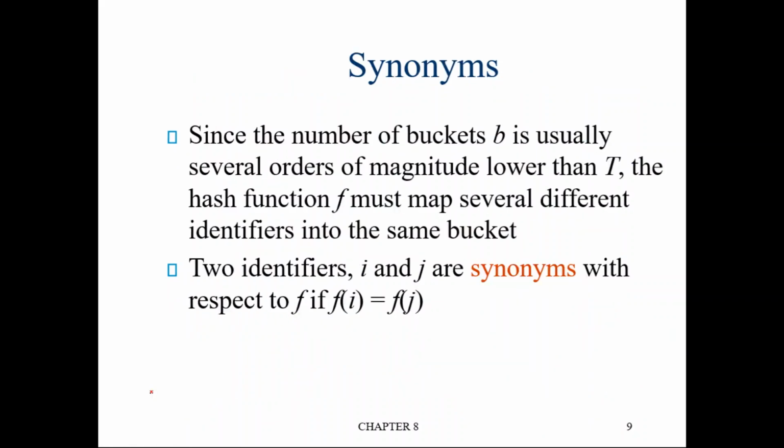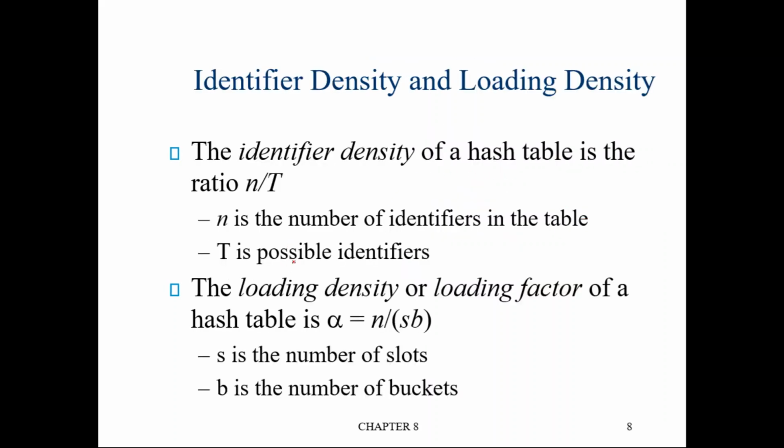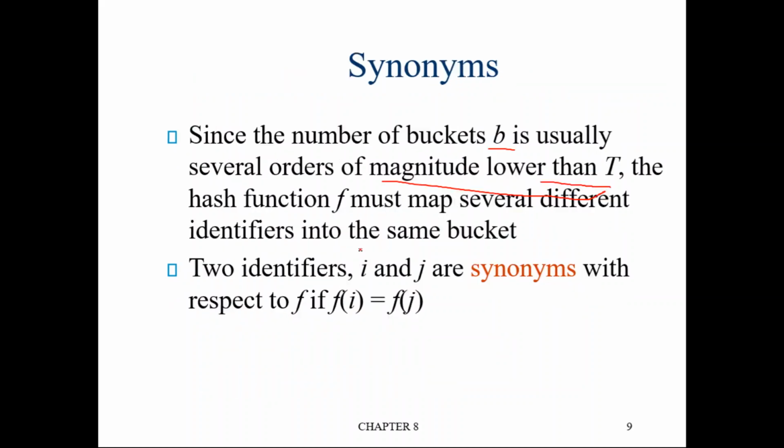Here there is an explanation. The chances of collision are high, since the number of buckets B is usually several orders of magnitude lower than T. What is T? T is the set of possible identifiers, the total number of possible identifiers. Since B is very much less than T, the hash function must map several identifiers into the same bucket, which will result in collision.